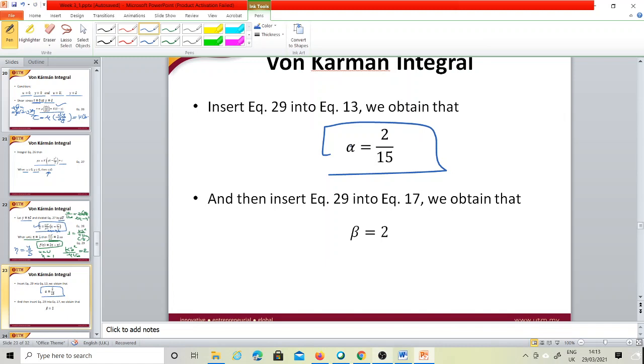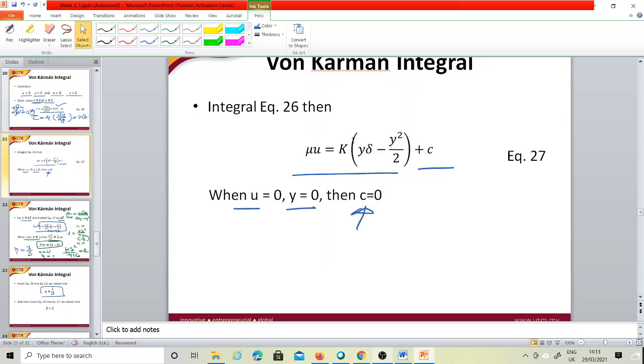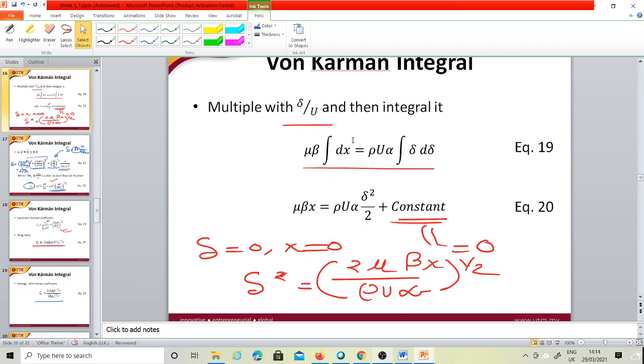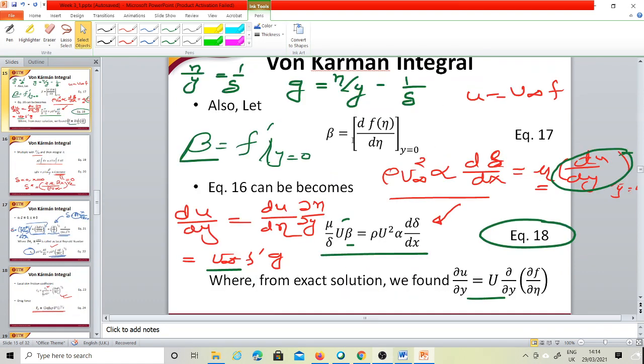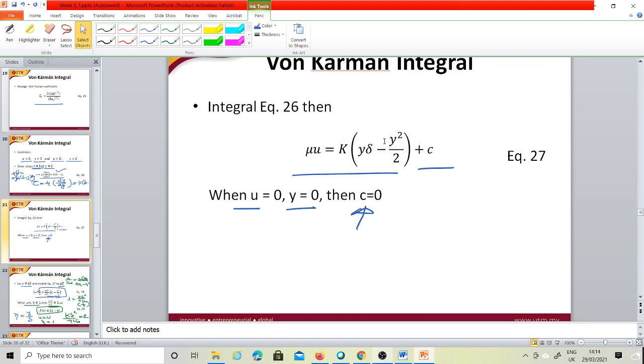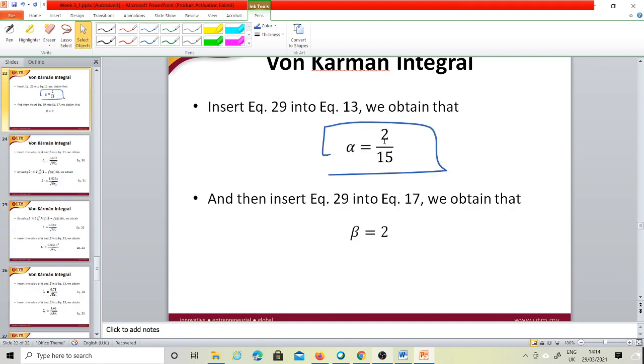In a similar way, if you go to equation number 17 and want to get the beta, again you put the value and differentiate with respect to eta. So what you will get is 2 minus 2 eta square, so it should be, if I'm not mistaken, 2. Okay, so you will get beta is 2.